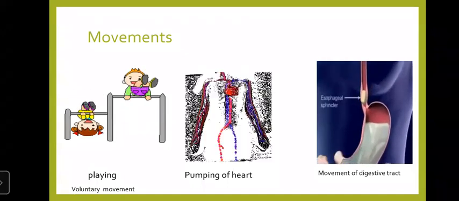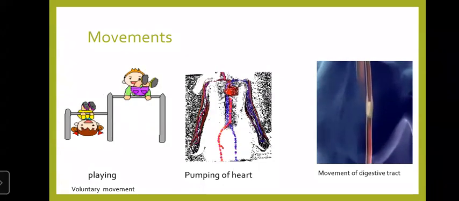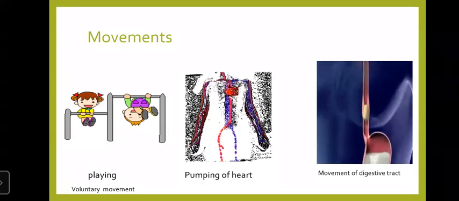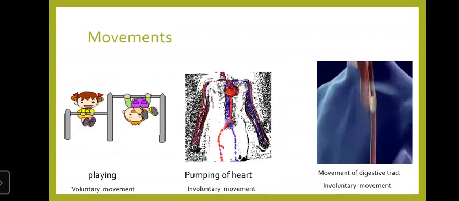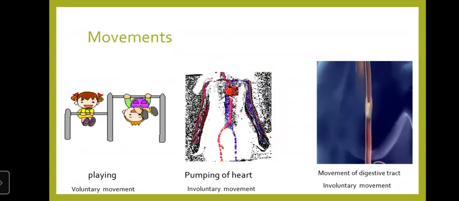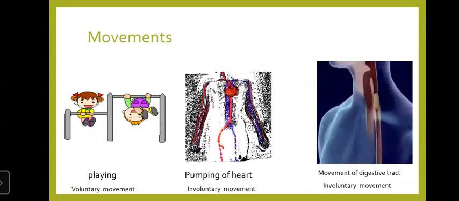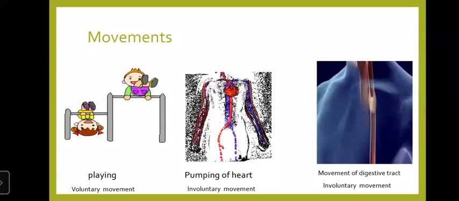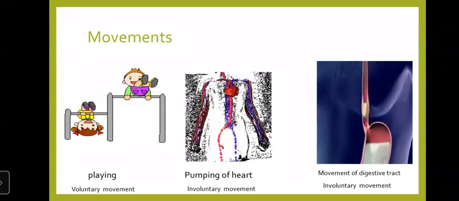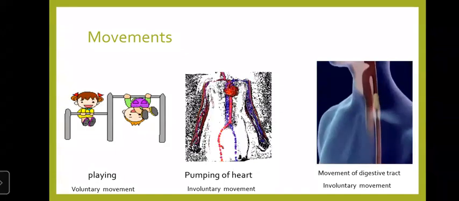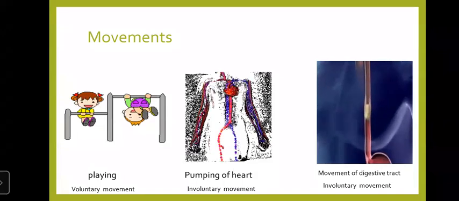But certain parts of our body also show movements which are not under our control, like pumping of our heart. Movement of the internal organs like the digestive tract or the reproductive tract is also not under our control. Such movements which are not under our control are known as involuntary movements. Hope you have understood the difference between voluntary and involuntary movement.